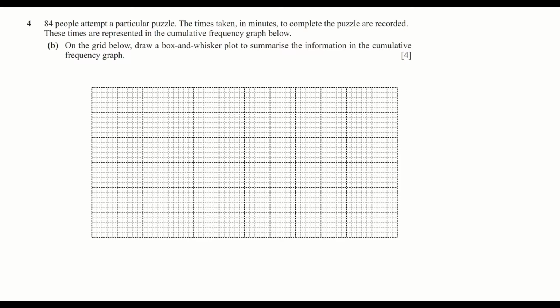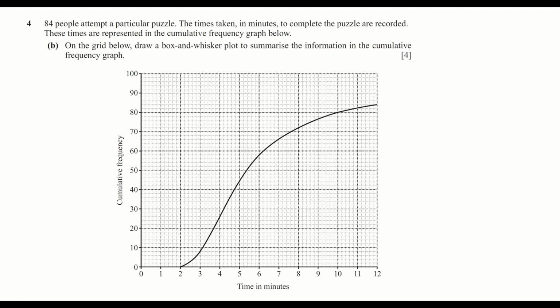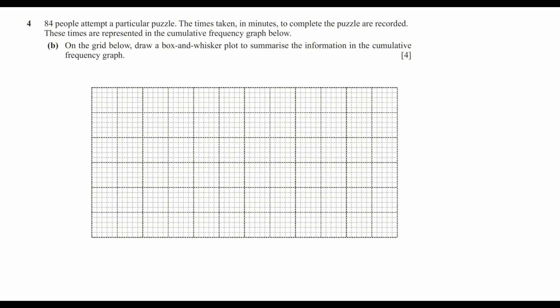To draw a box and whisker plot, we need 5 values: minimum, maximum, lower quartile, Q1, the median, Q2, and the upper quartile, Q3. And we can use the cumulative frequency graph to help us with these values. The values we need are the times taken. We can see the lowest value is 2 and the highest is 12. So let's make a note of this. I can say my maximum value is 12 and my minimum value is 2.